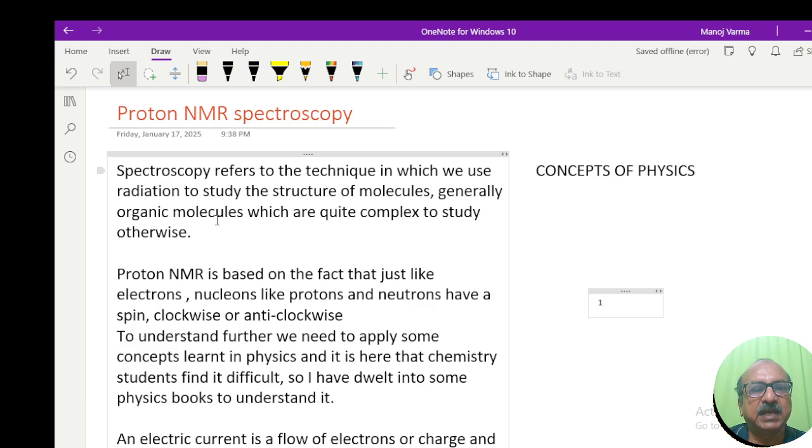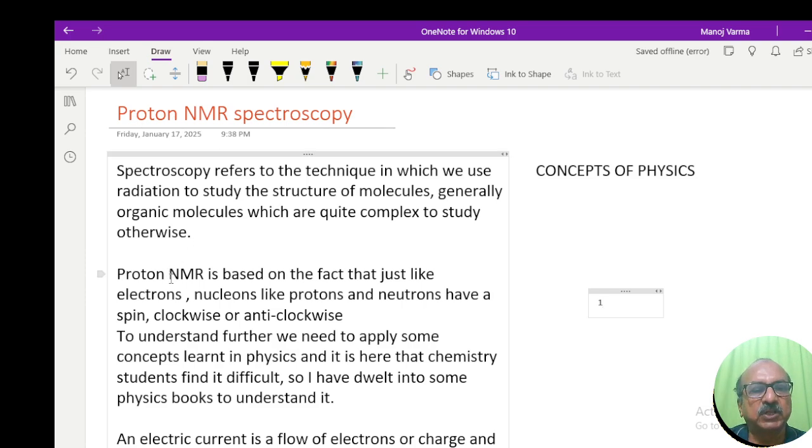Generally, we study the structure of organic molecules because it is the organic molecules which present the maximum difficulties related to their structure, because their structures are very complex. So herein comes the role of physics, where the concepts of physics are applied to understand some complex phenomena related to chemistry. That's how the different branches of science work together. There are different kinds of NMR spectroscopy, and one of them is proton NMR.